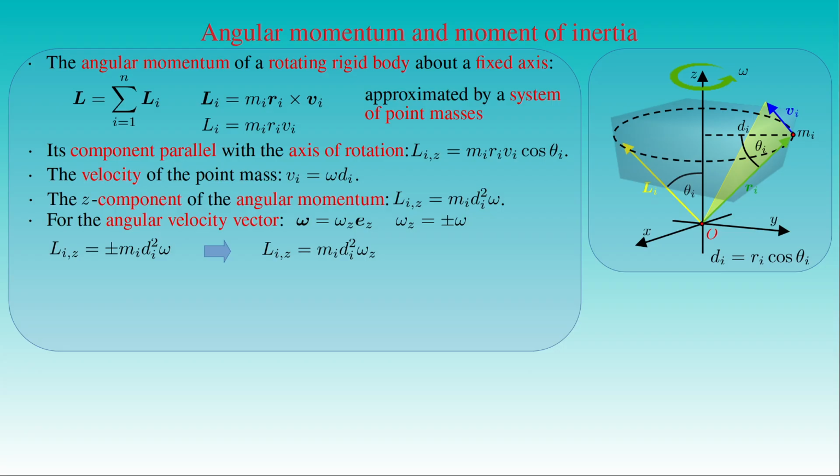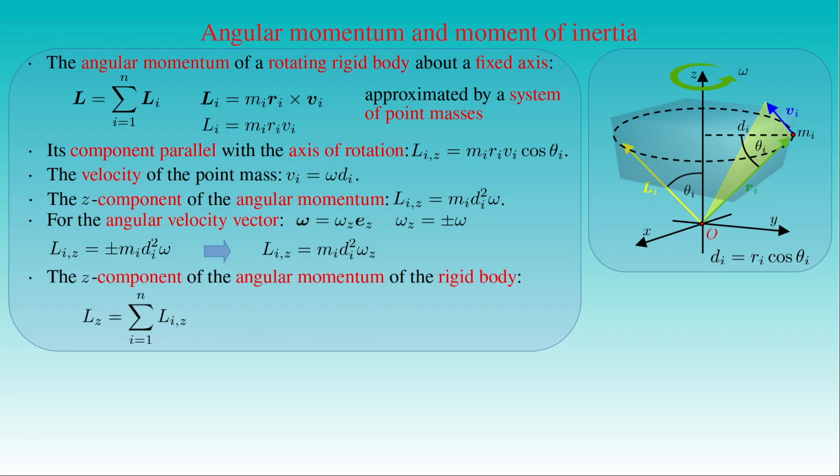Now we are able to determine the z component of the angular momentum of the rotating body given by the sum of the angular momenta Li of the point masses mi from i equals 1 to n, and write it as the z component of the angular velocity vector describing the rotation of the body, times the sum of the point mass mi used to approximate a given part of the body, times the square of the distance di of the point mass mi from the axis of rotation, from i equals 1 to n.